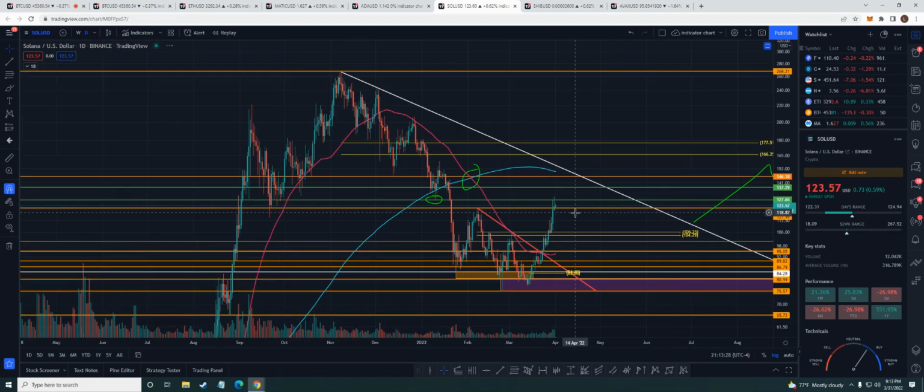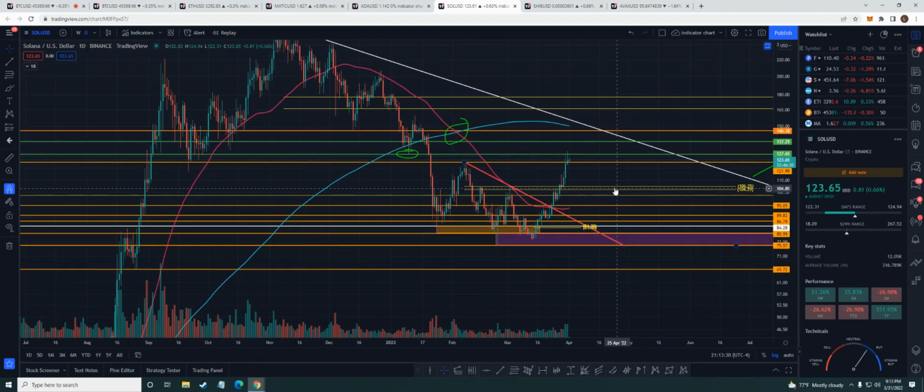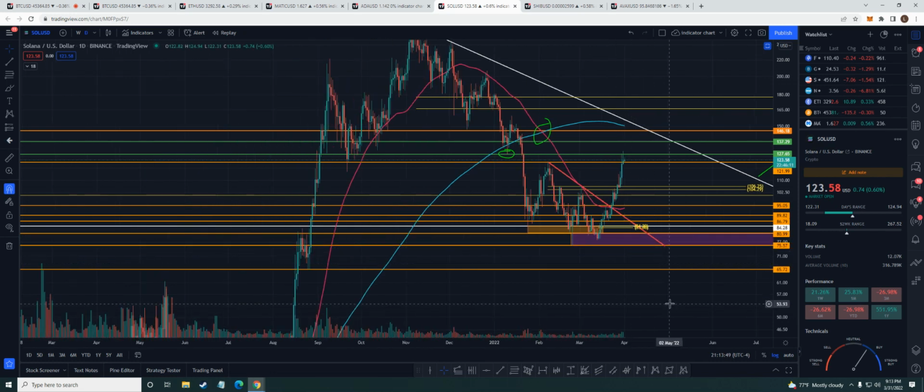I promise you, I'm not going to get cut off this time. We got our nice bounce off that 106. We got rejected right at the 127 mark. We talked about this area right here, 137. That's still an area of concern. But Solana's doing better than a lot of things that we were looking at here.